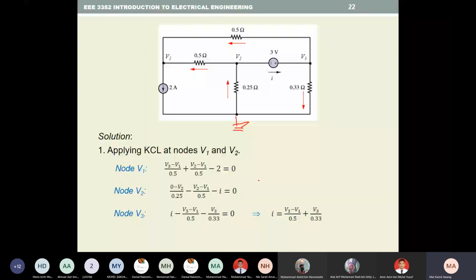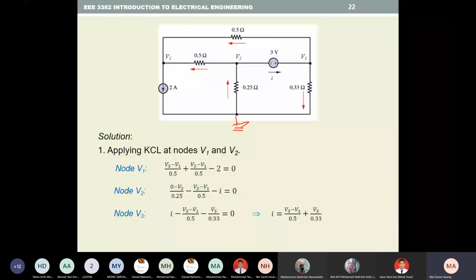Okay. So at node V1, this is going in, and going out. So going in, the first one is V3 minus V1 divided by 0.5. Second one is V2 minus V1 divided by 0.5, and minus 2 amps equal to 0. So this is node V1. For node V2, you have going in. We assume that this is going in.